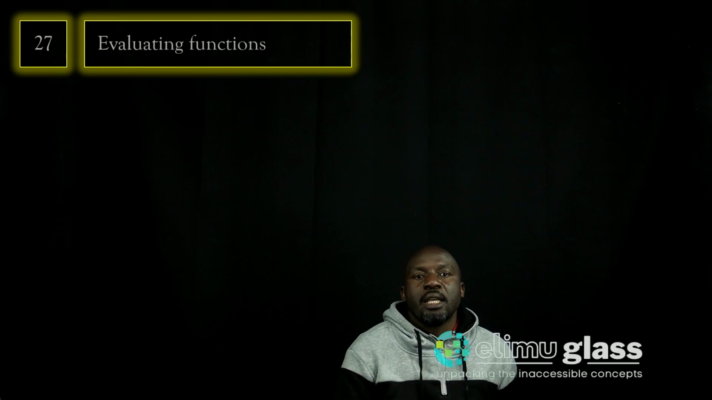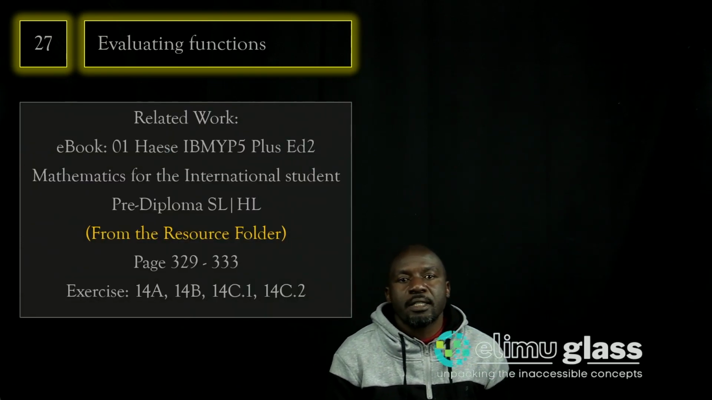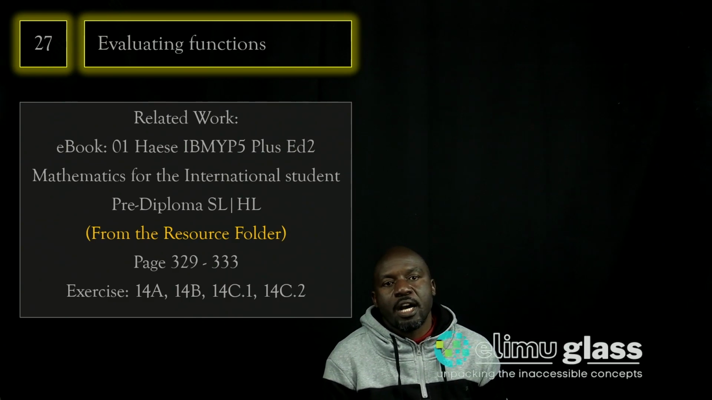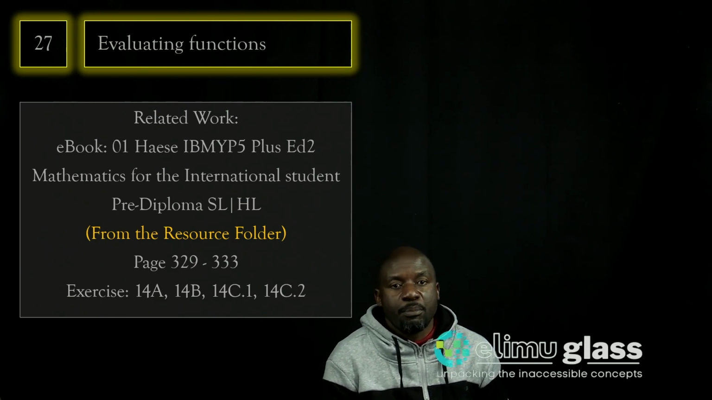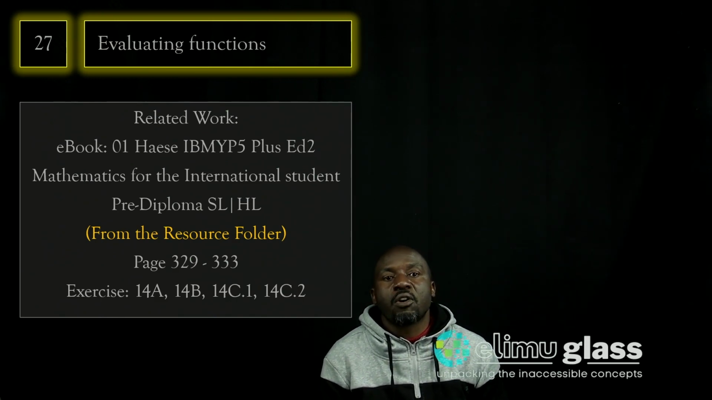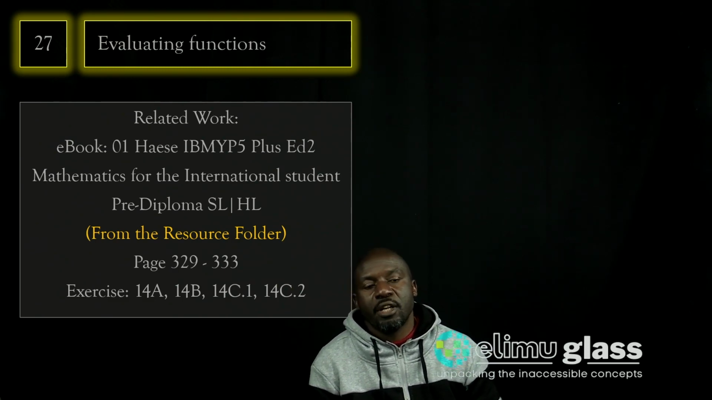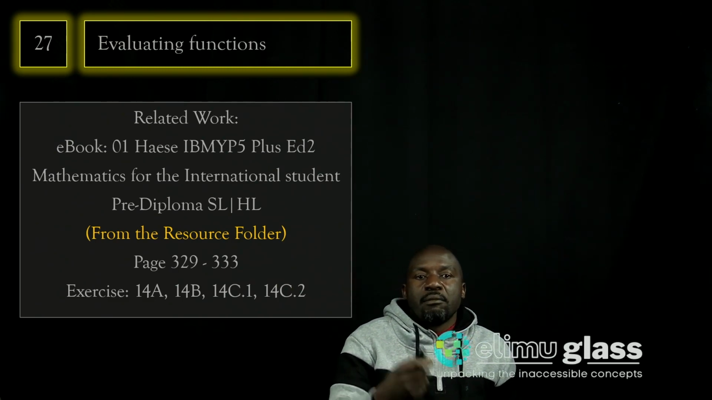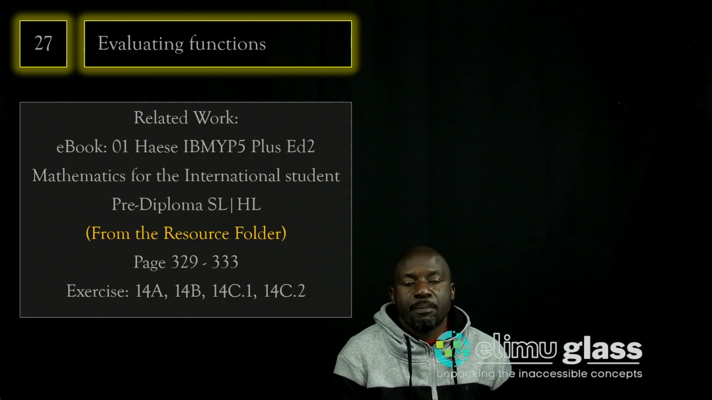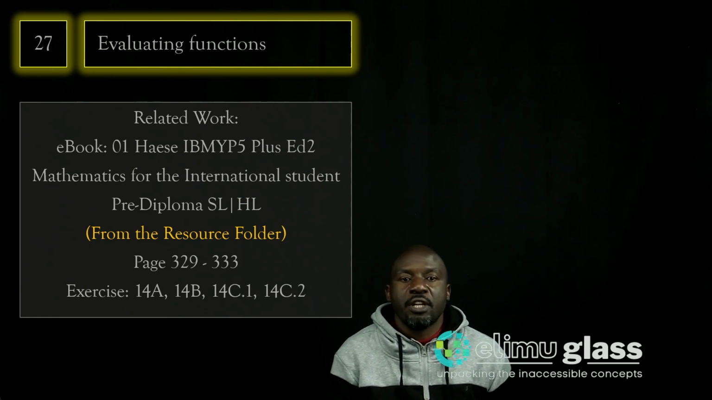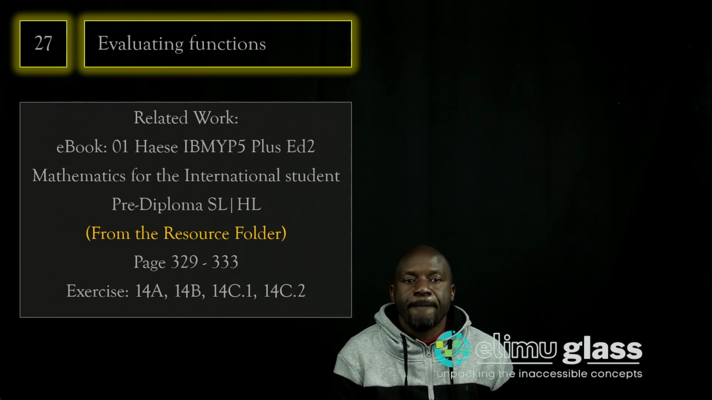But otherwise, here are the questions I want you to go and look at. This is our ebook, Haese for MYP5, the second edition, Haese Plus. This is the extended math class. It is also referred to as the pre-IB textbook. This is the core material for anyone studying SL and HL in the diploma program. We don't teach this material in the diploma program, so I want you to solve these problems so that you are well prepared. From page 329 to page 333, those 4 exercises.